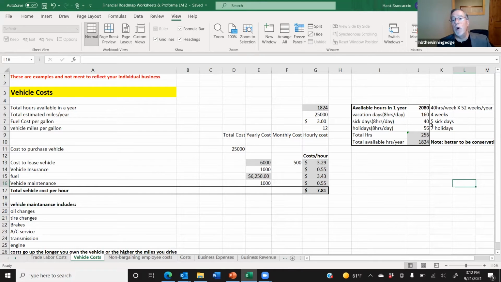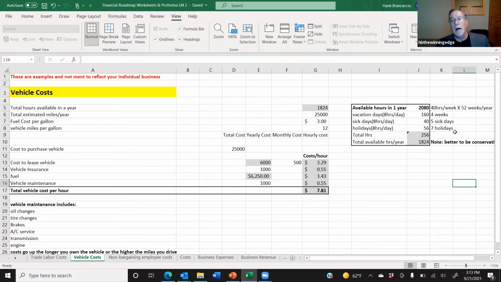Sick days. I said 5 sick days a year. Is that the right number? I don't know. Again, be conservative. It's better to be conservative because the more conservative you are, the higher the hourly cost for the vehicle, which means if you don't work as many hours, you still might be a little bit on the covered side. So, 5 sick days a year.